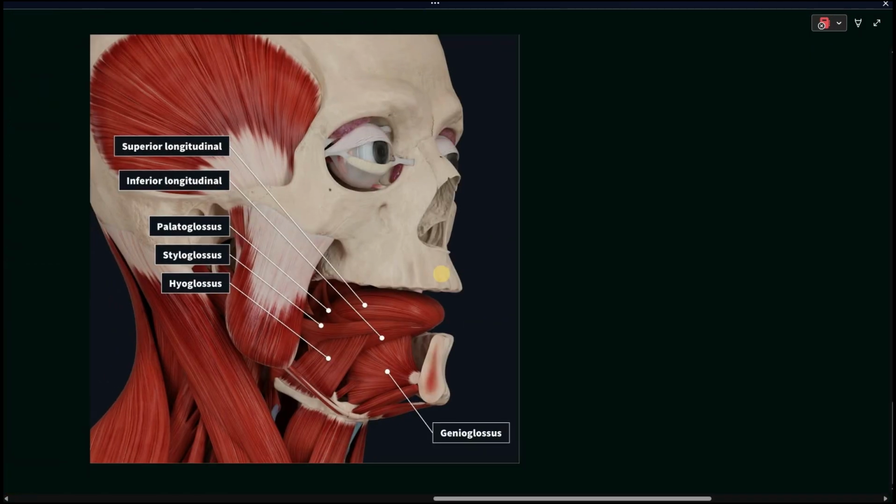And in this diagram we can see that these upper fibers are superior longitudinal, and these lower fibers are inferior longitudinal. These muscles which come from the palate towards the tongue are the palatoglossus. These coming from posterior to the tongue are the styloglossus. These coming from the hyoid bone toward the tongue are hyoglossus, and these ones coming from the tubercles toward the tongue are genioglossus.